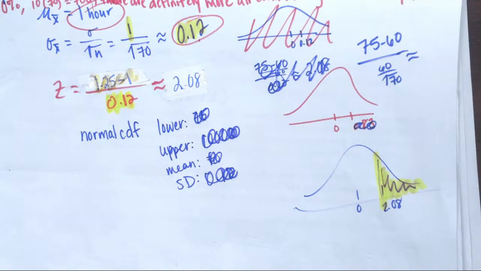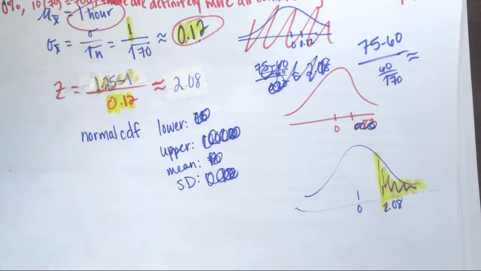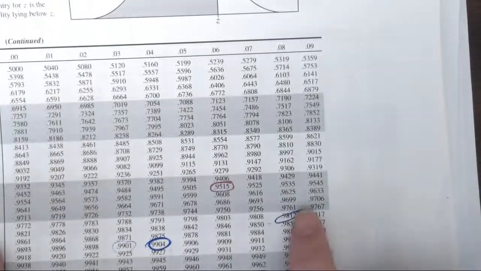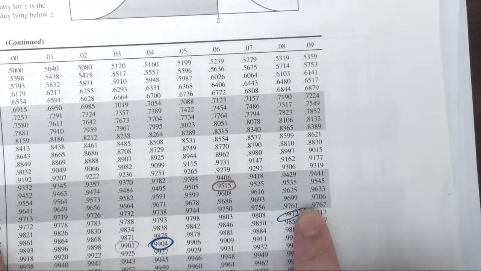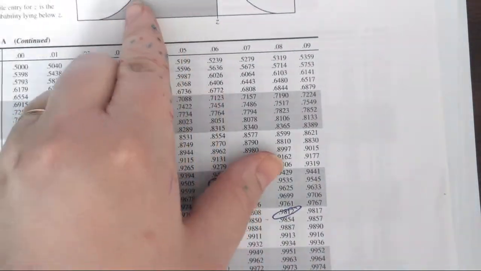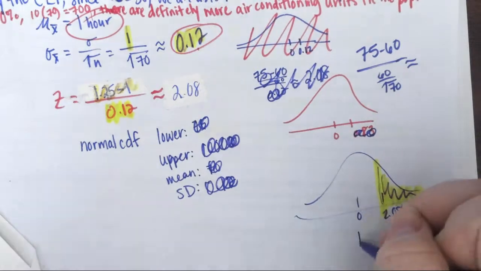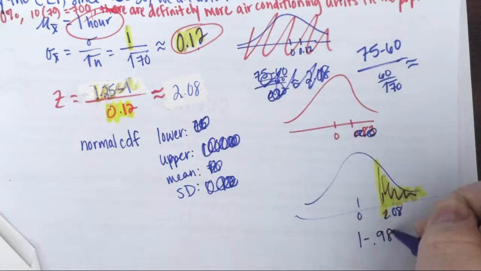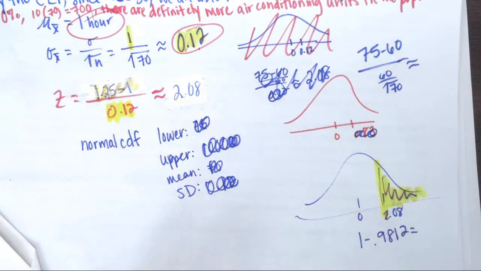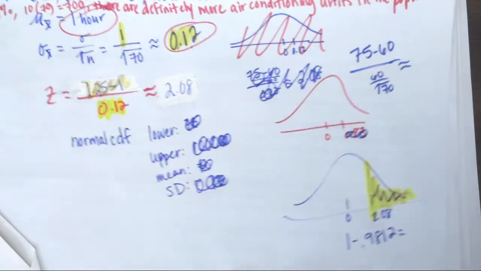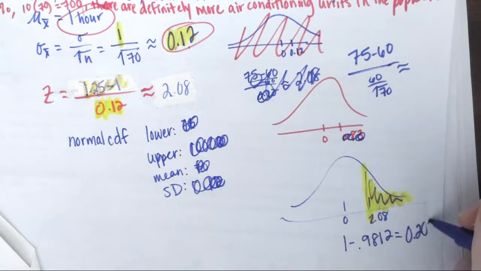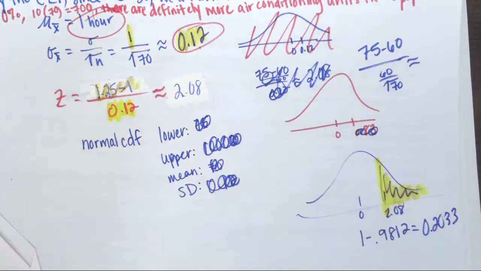0.2? Did you get 0.2? I got 0.2. I am 0.2033. Okay, well, when I looked at my table at 2.08, I got 0.9812. And so, since that's for the left of the curve, I did 1 minus 0.9812. And I ended up getting 0.2033. That is definitely not what my calculator was trying to do.